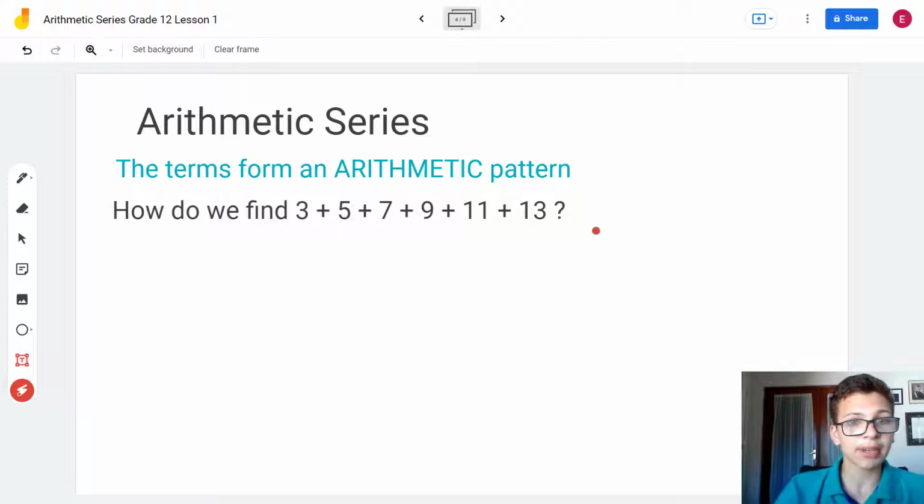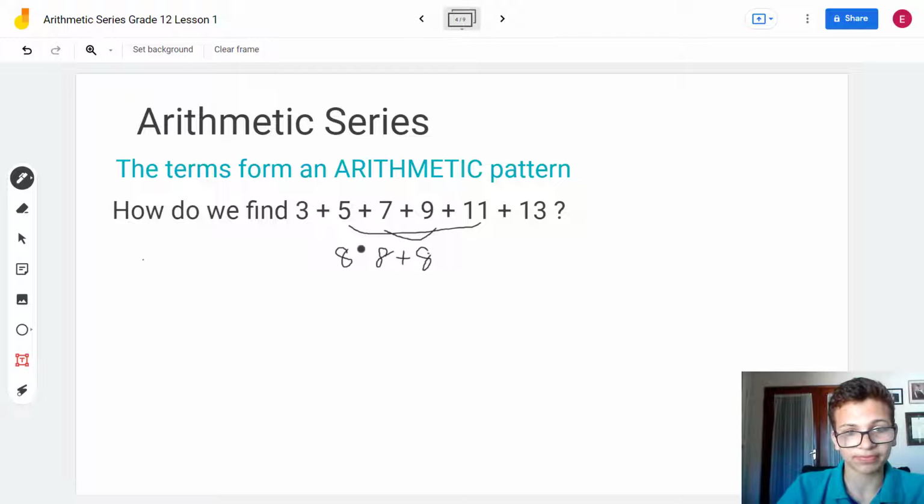So our first question on arithmetic series is, how do we find 3 plus 5 plus 7 plus 9 plus 11 plus 13? Okay, so how we do this is we have 6 terms here, and we start with 7 plus 9, the two middle terms. Now 7 plus 9 we can actually replace with the average, right? The average of 7 and 9 is 8. So we can replace it with 8 plus 8. We can also replace 5 and 11 with the average as 8 plus 8.